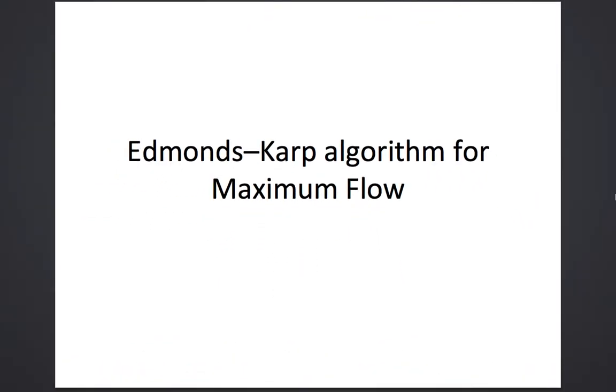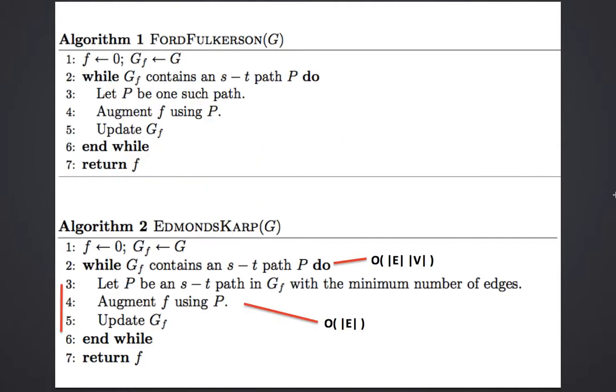Hello, today I'm going to introduce the Edmonds-Karp algorithm for maximum flow. First, let's recall the Ford-Fulkerson algorithm. This algorithm's running time depends on the order of selecting augmenting paths, and the Edmonds-Karp algorithm is developed from the Ford-Fulkerson algorithm by always choosing the shortest augmenting path.